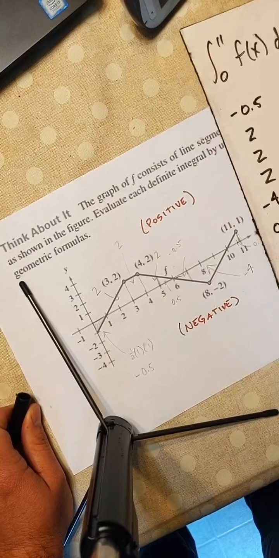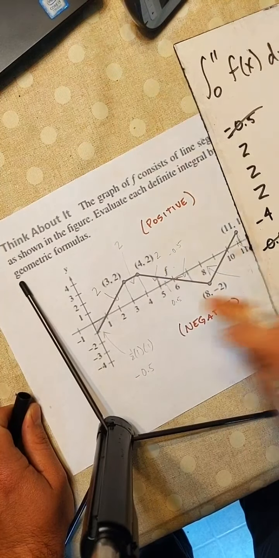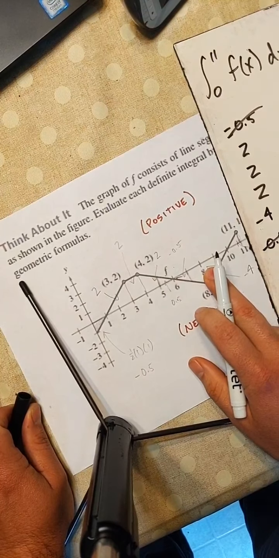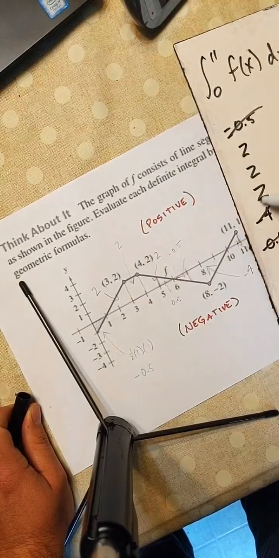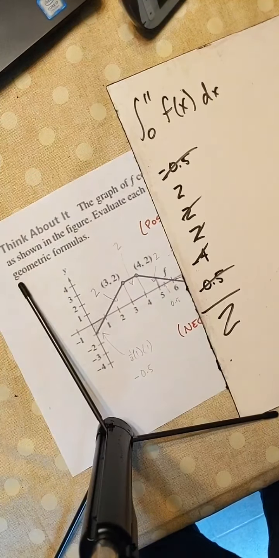So, okay, let's figure out what that total is. Well, the positive 0.5 cancels out the negative 0.5. That area cancels out that area. We got the negative 4 here, which cancels out two of the 2s. So, boom, boom, boom. All we're left with is just 2. 2 would be the area.